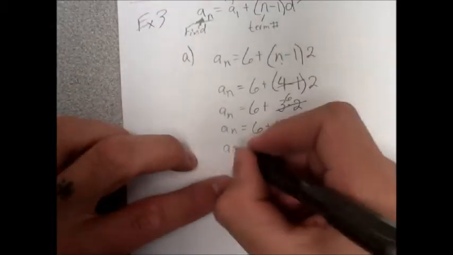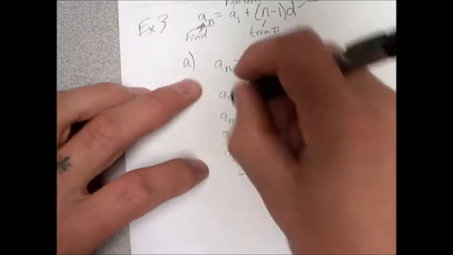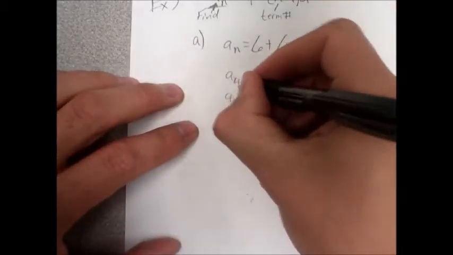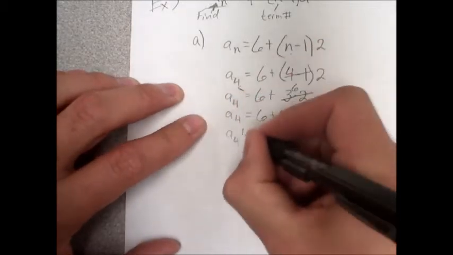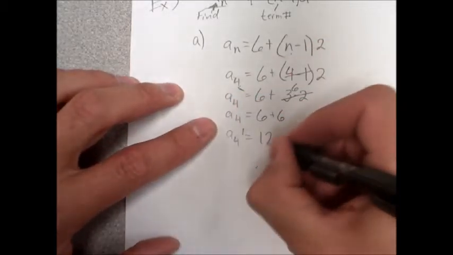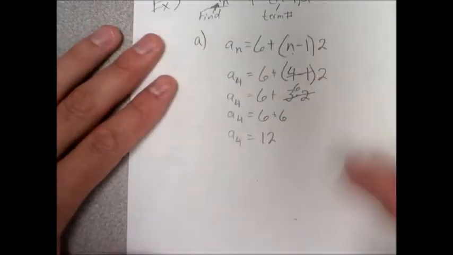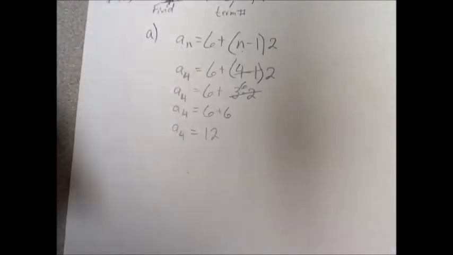So the nth term, remember, if I wanted to plug this in because I knew what n was, I would have said a sub 4, right? So everywhere that I put a sub n, I could have put, because I knew what term I was looking for, a sub 4. Okay, so a sub 4 is 12, or the 4th term is 12. Okay, now it tells us to find the 11th term.